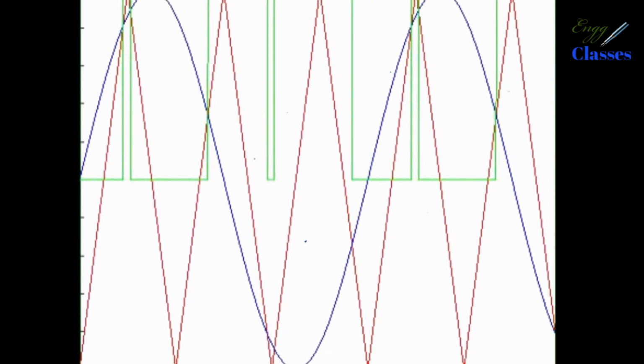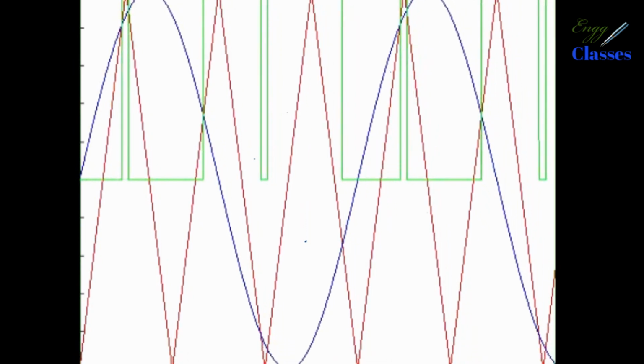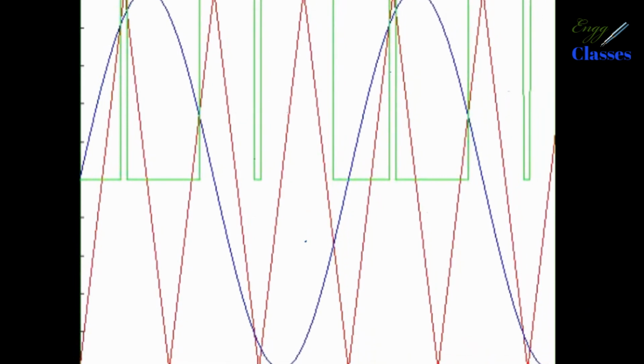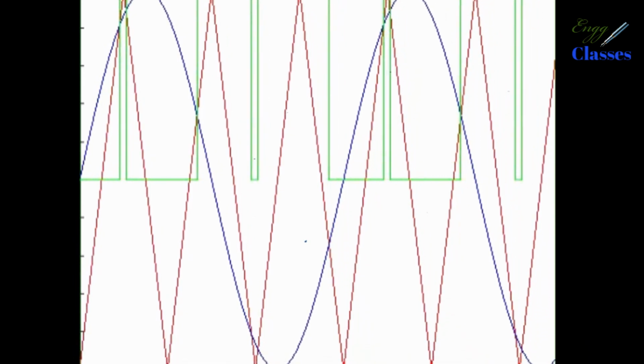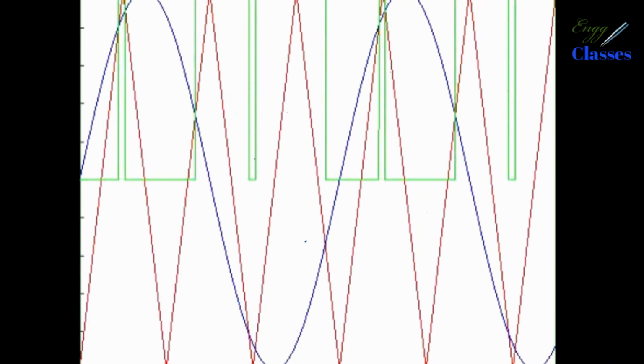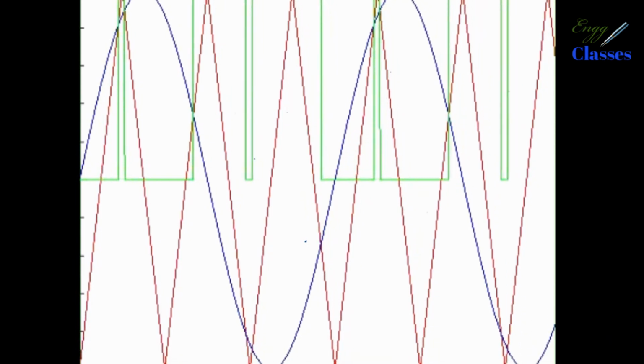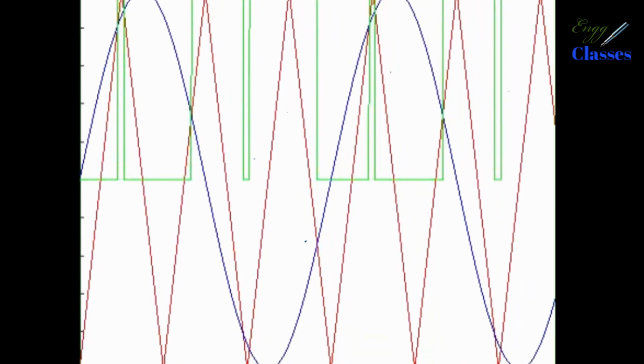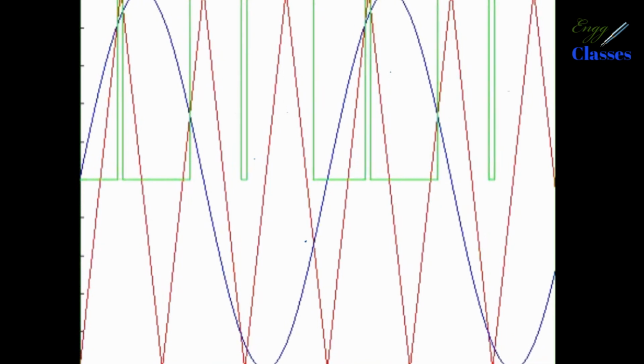So this is what I want to tell about sinusoidal pulse width modulation. In this scheme, we are using a sinusoidal signal having a frequency of 50 Hz and a carrier signal of frequency 3 times 50 Hz, which is equal to 150 Hz.